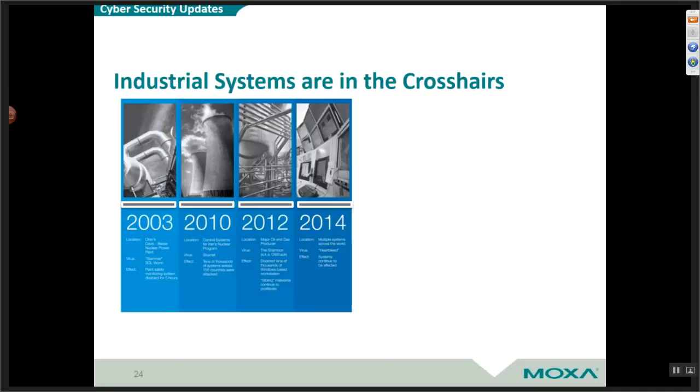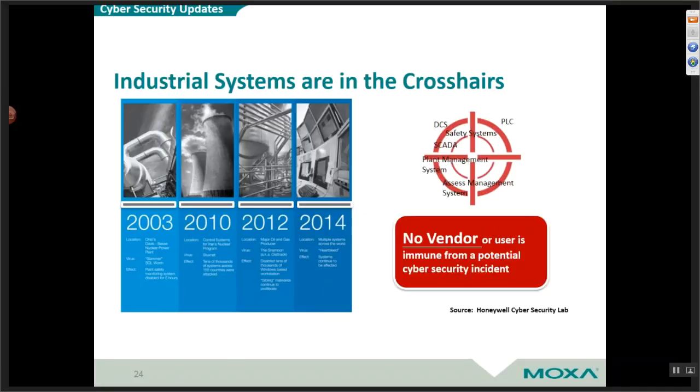The most recent one was in 2014, so not too long ago: the Heartbleed virus. This took out systems worldwide. Similarly to the malware we saw in 2012, it continues to affect systems globally today. The key message from this is really no vendor, no user, no market, no one is immune from a potential cybersecurity incident. That's why we say, think about cybersecurity in the beginning when you're designing your network instead of afterwards, when it might be almost too late.